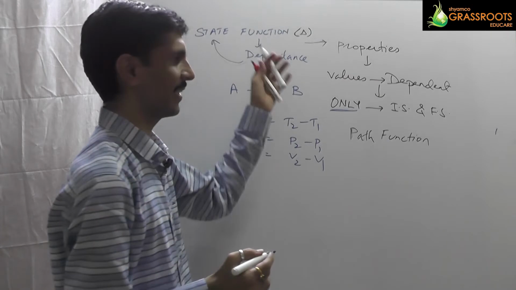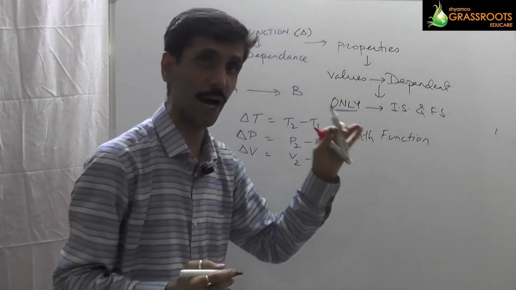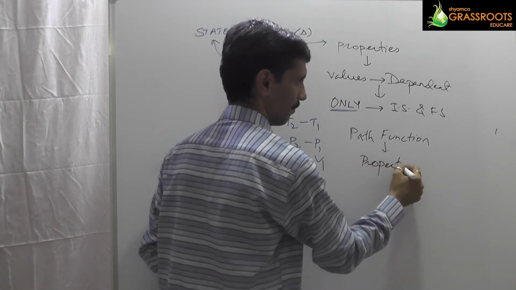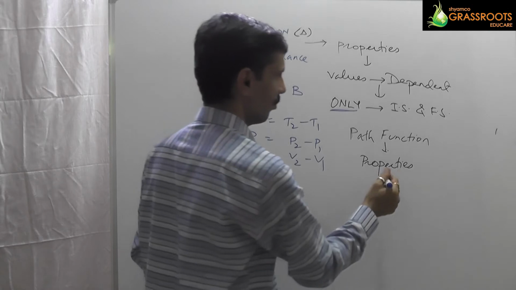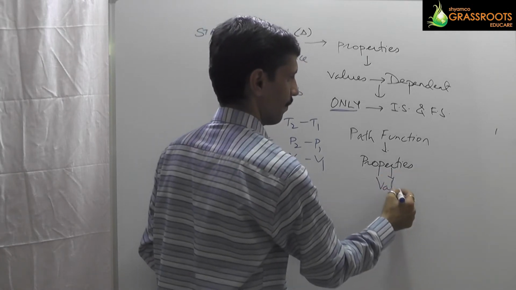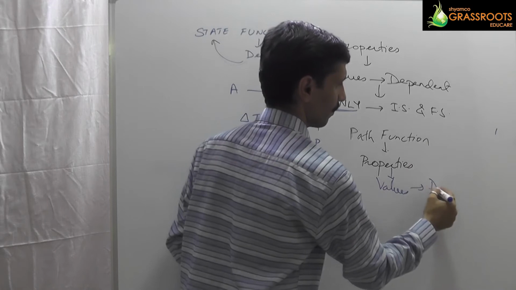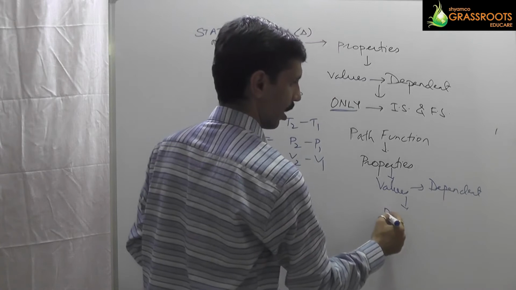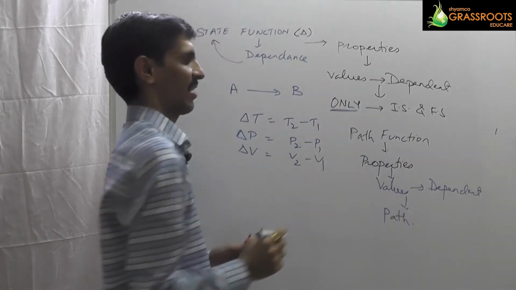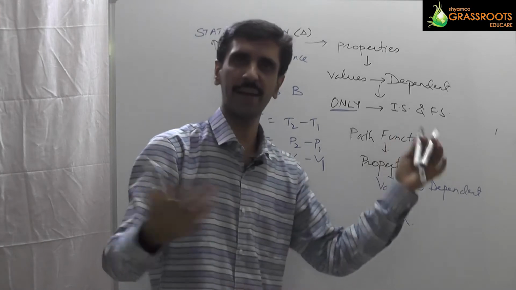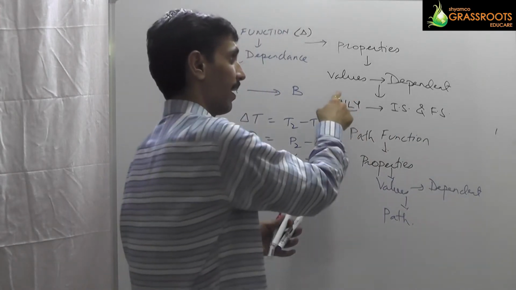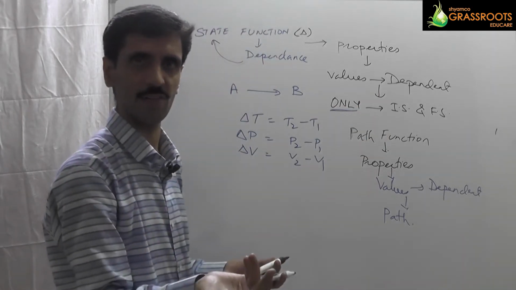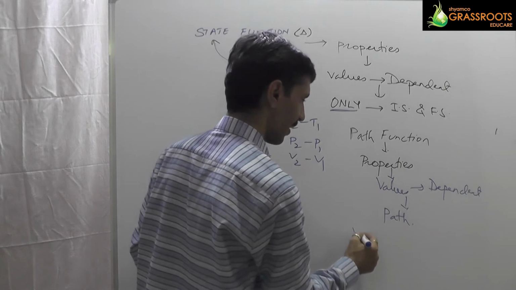Function का meaning तो वही है, that is dependence, but this time the dependence is on what? Path. So what we have to say is we are talking about those properties whose values depend, I'll say, on the path followed. Okay, it's not related to the initial state and final state. So यहाँ पर independence किसका था? Path का. यहाँ पर independence किसका? Initial state as well as final state. And the example is work.